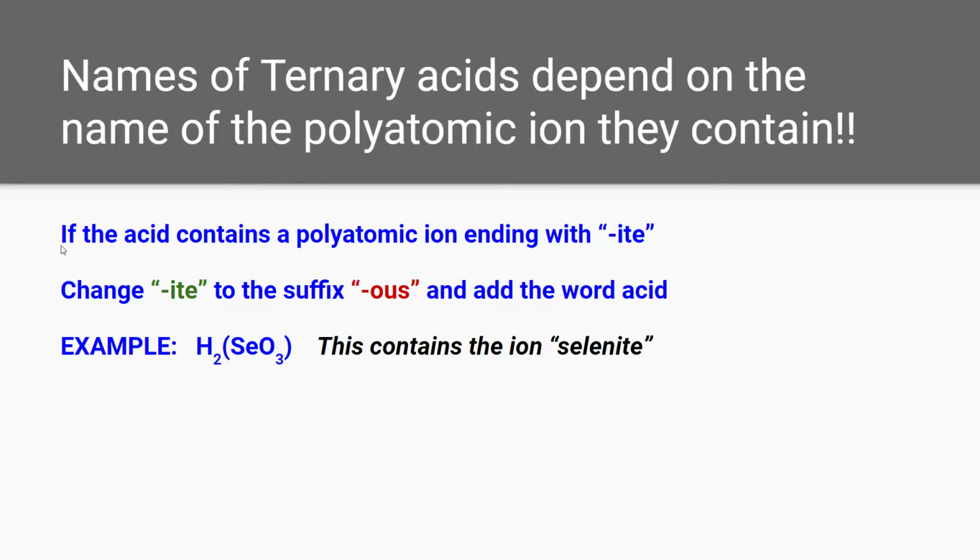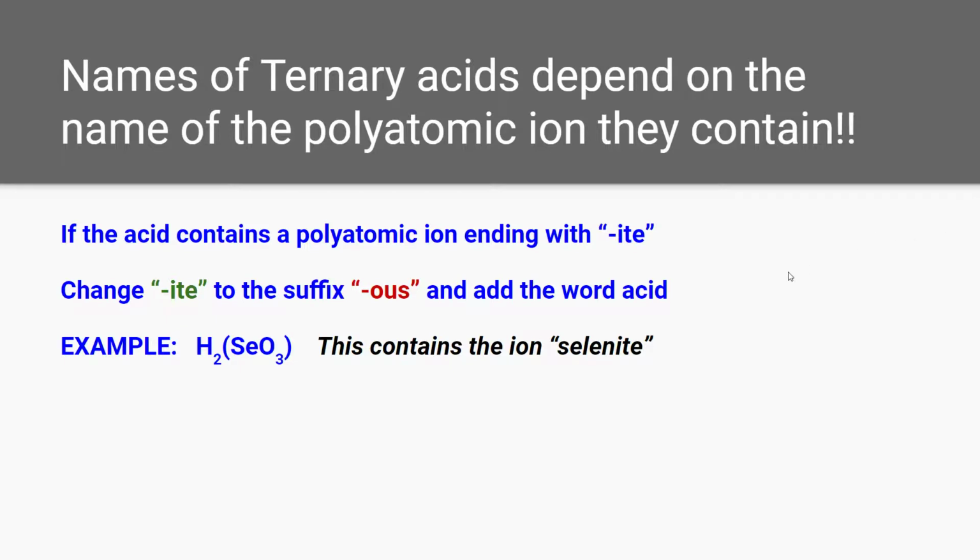If the polyatomic ion in your acid ends with the letters ITE as the suffix, then procedurally, to name the acid, you would change the ITE suffix to the suffix OUS and then add the word acid.